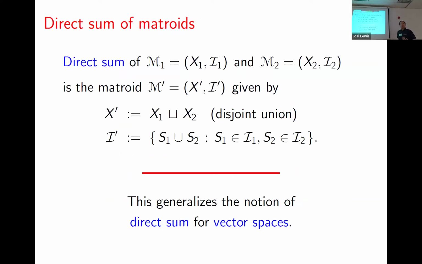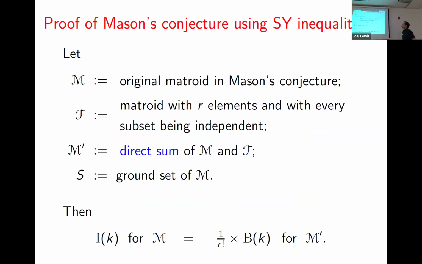We will need to define this thing called the direct sum of matroids. This is the analog of direct sum for vector spaces. Given two matroids M1 and M2, let M prime be the direct sum of M1 and M2. This is a new matroid where the ground set is the disjoint union of the ground sets of M1 and M2, and the independent sets are, as you might have guessed, the disjoint unions of any two independent sets of M1 and M2. Okay, and now let us prove Mason's conjecture.